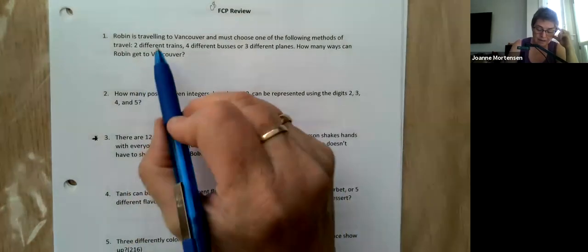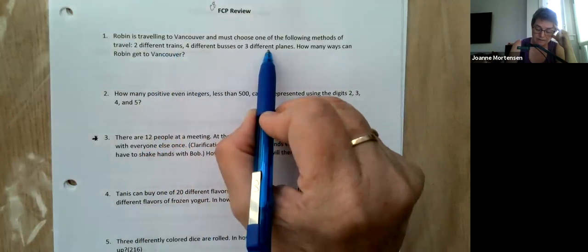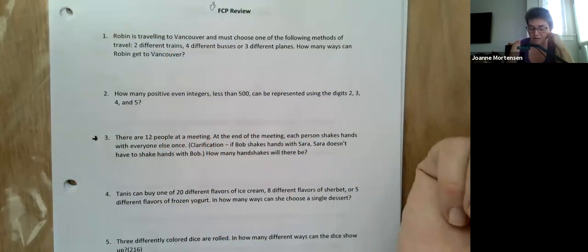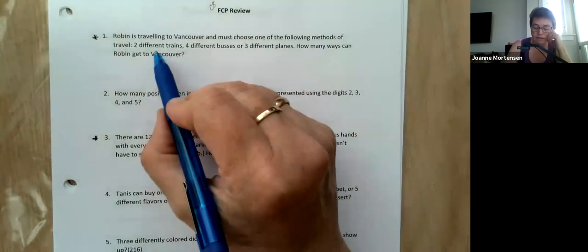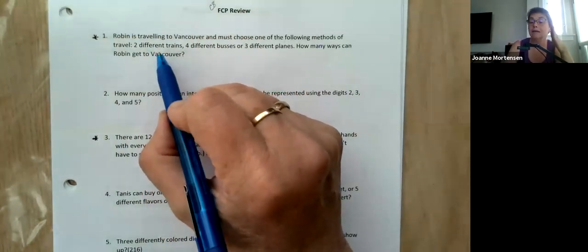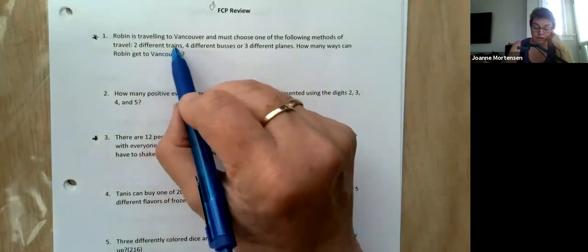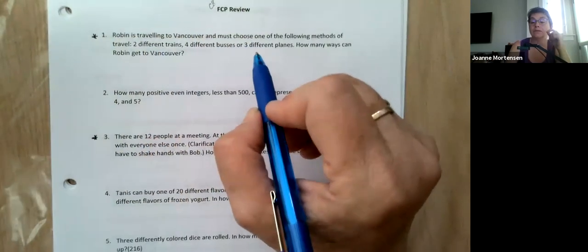Robin is traveling to Vancouver and must choose one of the following methods of travel. She can take 2 different trains, 4 different buses, or 3 different planes. Trains, buses, or planes. How many ways can Robin get to Vancouver? This also is a bit of a trick question, because it's not like she's going to choose from the train and then get on a bus and then get on a plane. She's either going to take a train or a bus or a plane. It's going to be one of those choices.